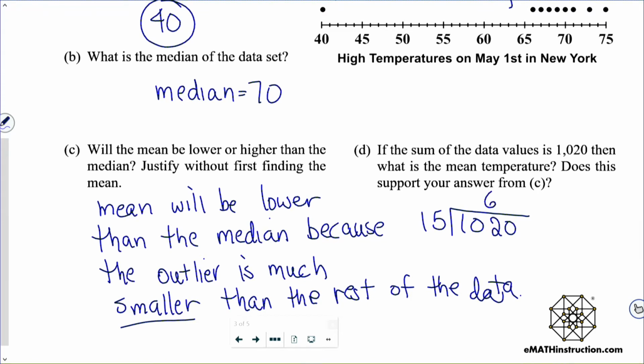We'll go with 6. Let's see. 6 times 15 is 90. I know that just off the top of my head. That puts me at 120 down here. Let me think. I think that's 8, but let me check. 8 times 5 is 40, and then 120, subtract, and 0. You got it. So the mean is equal to 68.